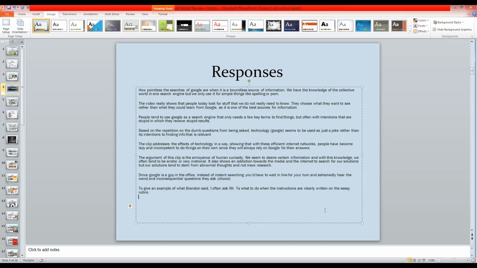Dylan adds sort of a personal anecdote in this case. To give an example, Brooke Brandon said, often ask Mr. Todd what to do when the instructions are clearly written on the essay rubric. And so it seems to be that curiosity is not always rewarded. A lot of times, even though everything's right in front of you, it's just kind of like, dude, you really need to look this up? Like, this should be common knowledge, right? So a lot of times, what's on Google is what we think people should all know, essentially.